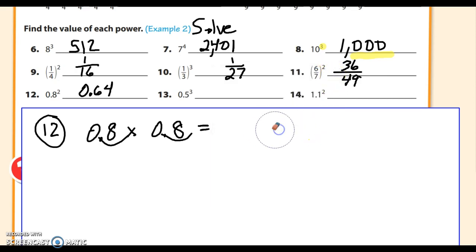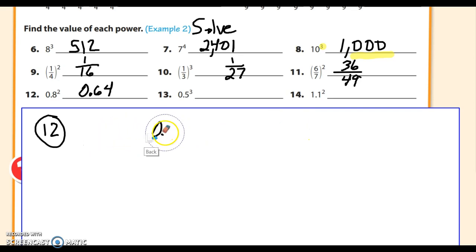Now, 13 might actually look easier because 5s are really easy to deal with, but it's actually slightly more complicated because the exponent is 3. If you haven't noticed yet, what really makes these problems easy or difficult is the size of the exponent. The smaller exponents mean you multiply the base fewer times. The bigger exponents mean you have more work to do. So I've got 0.5 times itself 3 times.